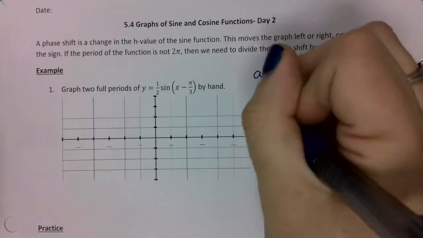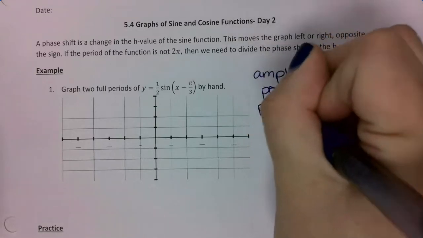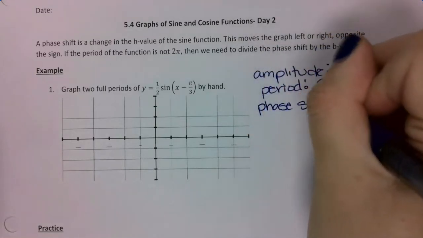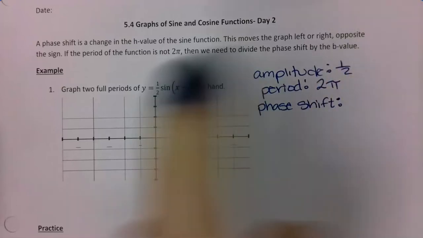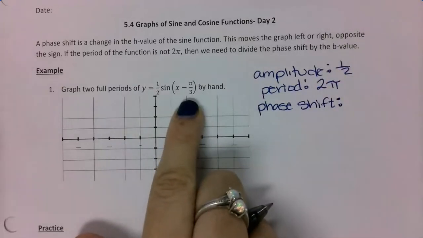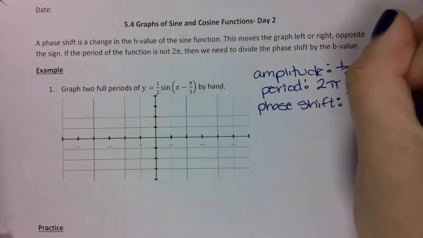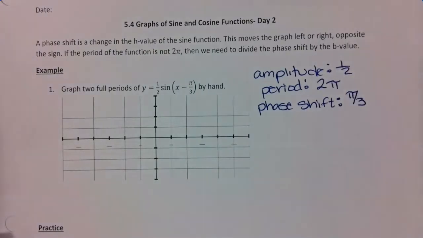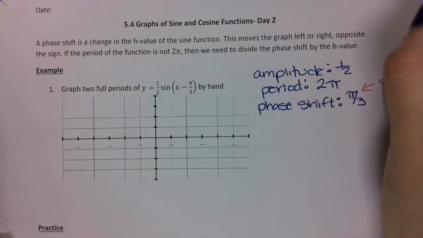And then I have a phase shift. This is the new part. This is the number added or subtracted opposite the sign. So opposite of that is going to be positive pi thirds. And remember how in the past we were starting at 0 when we started our key points? This pi thirds is now my starting value for key points.